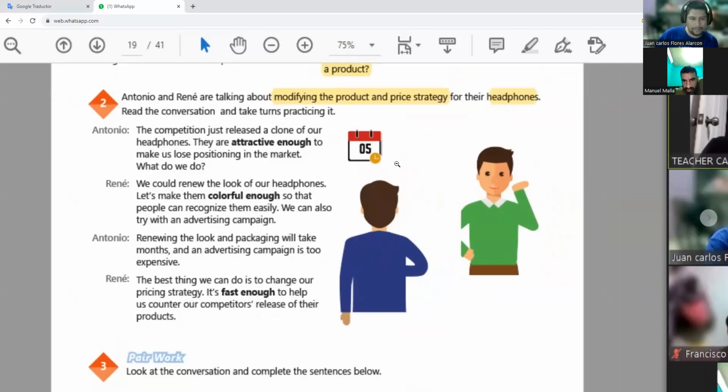Okay, I am Antonio. The competition just released a clone of our headphones. They are attractive enough to make us lose positioning in the market. What do we do? We can renew the look of our headphones. Let's make them colorful enough so that people can recognize them easily. Then we can also try an advertising campaign.